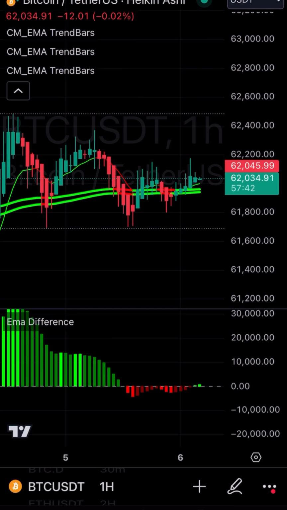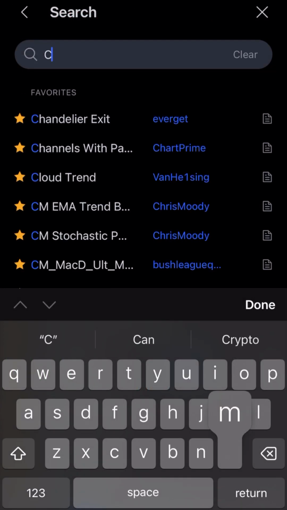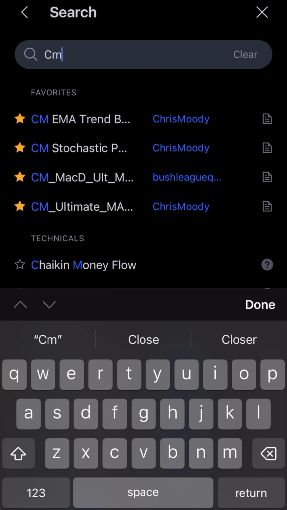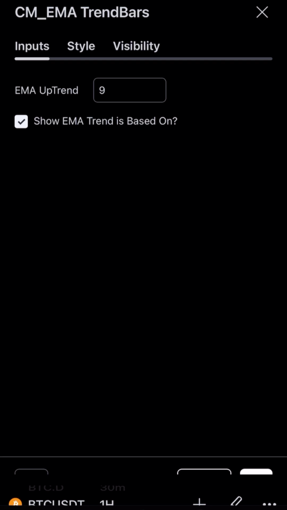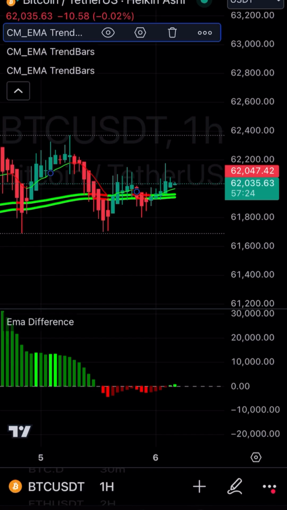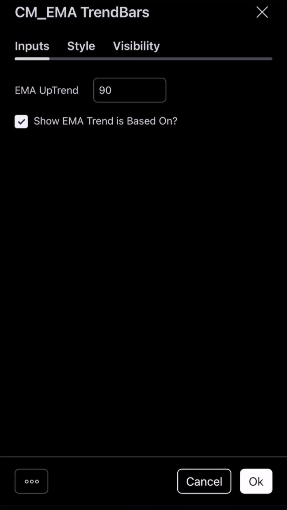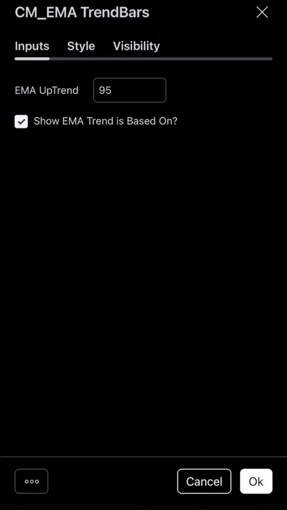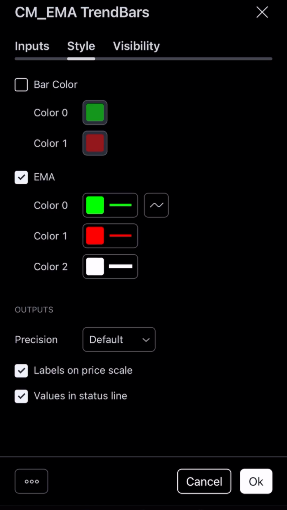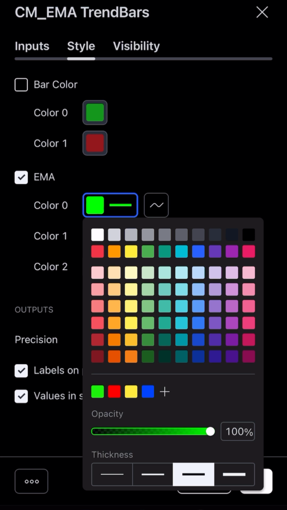Okay, so to set this up, it's real easy. You need to go to CM EMA Trend Bars, and you want to click that 3 times. Now, what I do in these settings is I change it to 9, 90, and 95. And basically, what I also do in each of these is I turn off the bar color, and I adjust my lines accordingly. You can make it more thick, you can make it less thick, but make sure you have it with those settings.